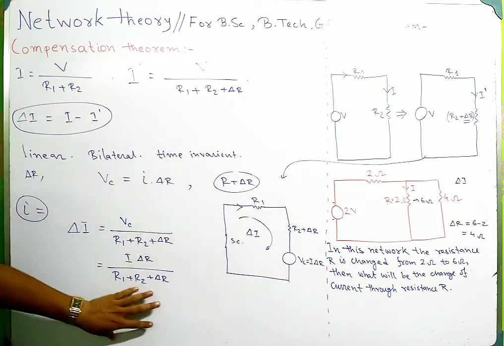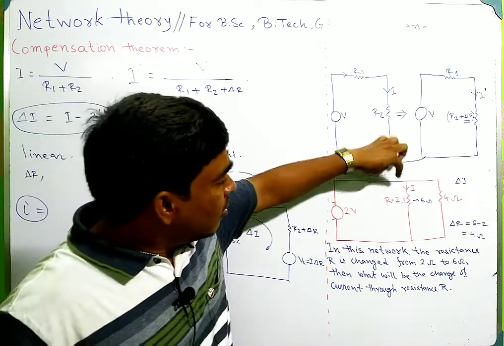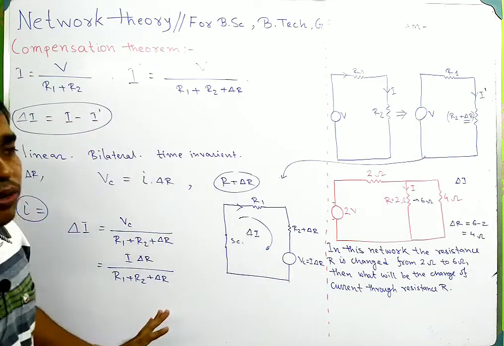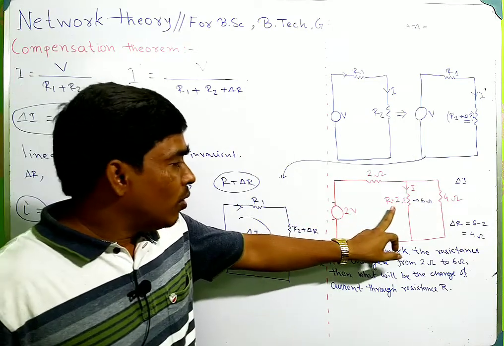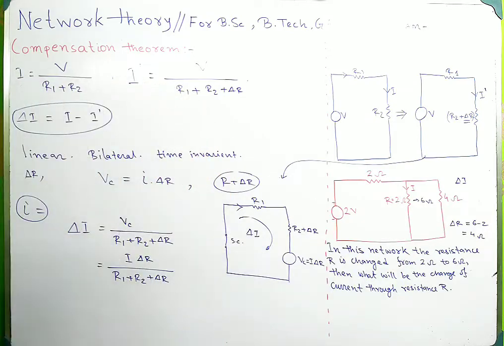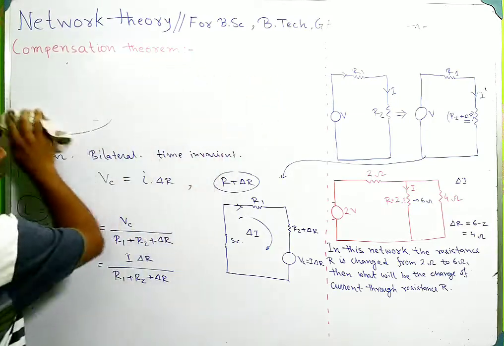So using this compensation theorem, we can calculate this change in current through this branch when the resistance R is changed from 2 ohm to 6 ohms. So now I will solve this problem using this compensation theorem.